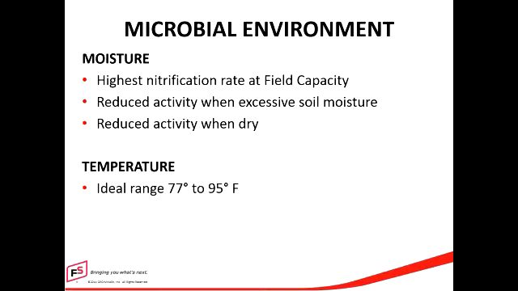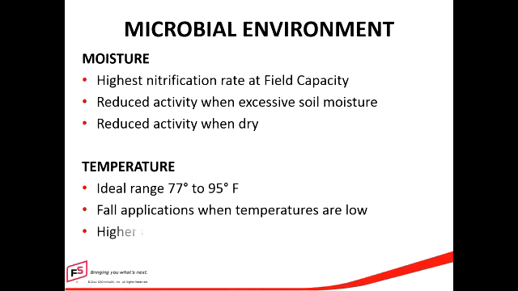Temperature-wise, 75 to 95 degrees is an ideal range. And we kind of use temperature as a regulator for us in this nitrification process. So if we put on, for example, anhydrous ammonia in the fall of the year, we use temperature in our favor so that we make the application when the temperatures are low and trending down, so we know the nitrification engine is slowing down, so that we hopefully will keep a lot of the nitrogen in the ammonium form going into the winter.